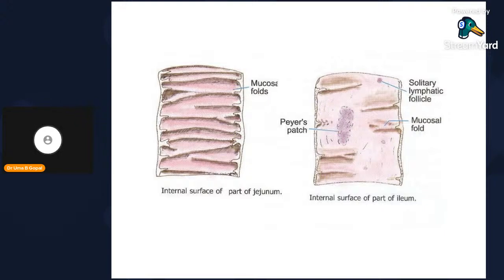They will become much more prominent, made up of villi and intestinal microvilli, which increase the surface area of small intestine by 8 times, making it functionally very active for the digestion and absorption of the food. These are the Peyer's patches longitudinally arranged. See here the folds of mucous membrane, plicae circularis. The folds are very few and the distance is very large between one fold to another fold. These are the solitary lymphatic follicles which are continuously seen in the jejunum and ileum, even in the large intestine.